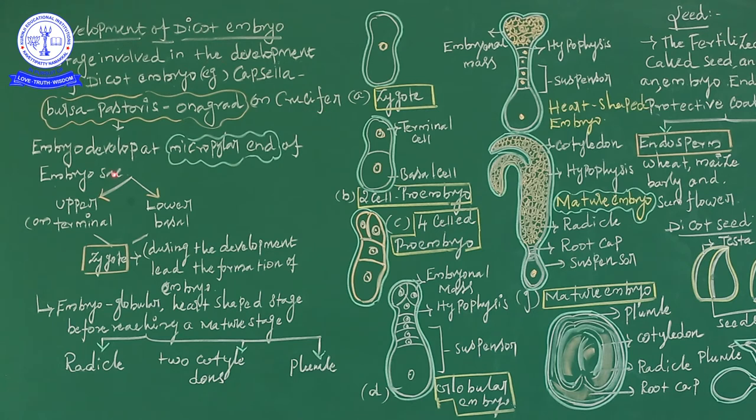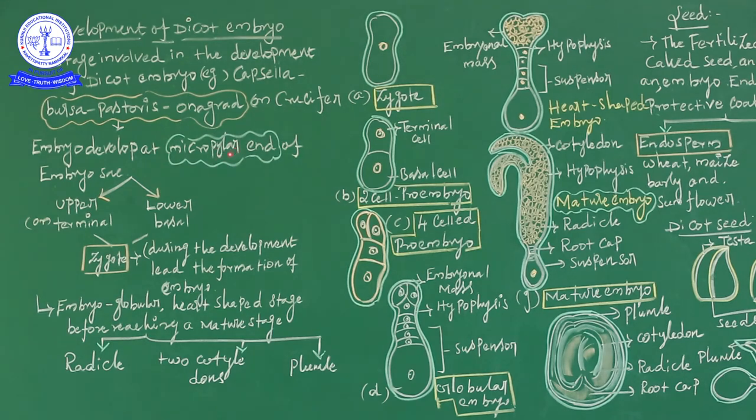Also the development of the micropylar end is very important. The micropylar end is present in the lower region of the egg particle. Okay, what is the nature of the micropylar end? Its function is to absorb water and also oxygen. The water material is also absorbed through the micropylar end.